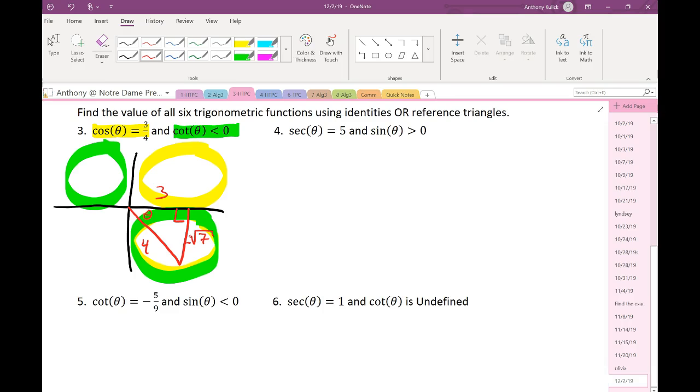And then I can just use my right triangle definitions for sine, cosine, tangent, cosecant, cotangent, etc. to find the exact values for those. Everybody's good with that? So for example, sine is opposite over hypotenuse, and you can continue going from there, right? Just using the right triangle SOHCAHTOA definitions. That's assuming you're doing this as a reference triangle and not using an identity, right?